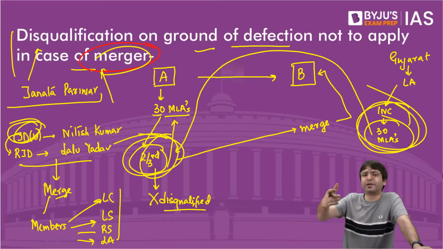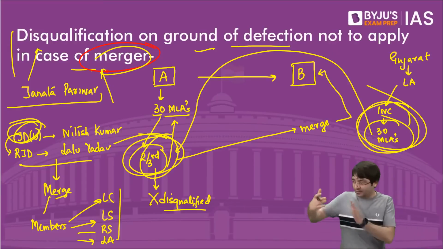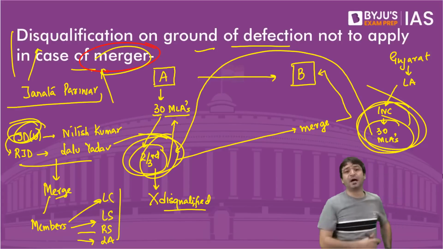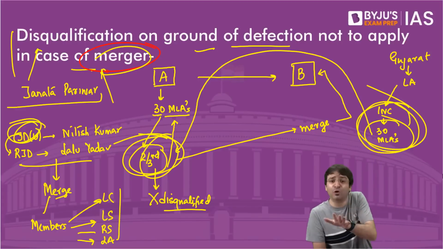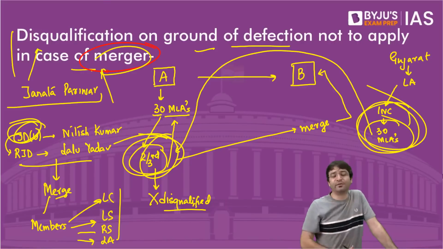They will be treated as a separate group. These two-thirds will be treated as part of the Congress. These two-thirds will be treated as part of the RJD. The remaining who don't agree will be treated as a separate group because they have not agreed with this merger. But two-thirds should agree, then they will not be disqualified.